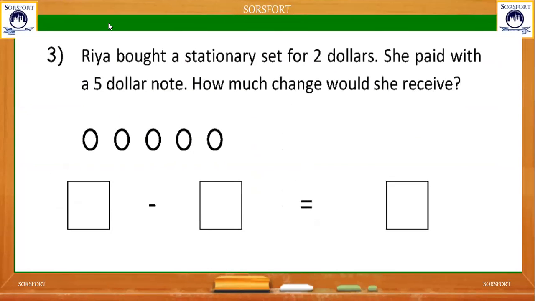Ria bought a stationery set for $2. She paid with a $5 note. How much change would she receive? She paid $5 and the set costs only $2. How much did she receive? $3.